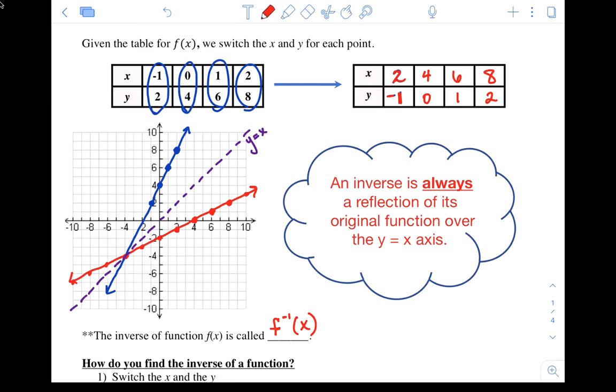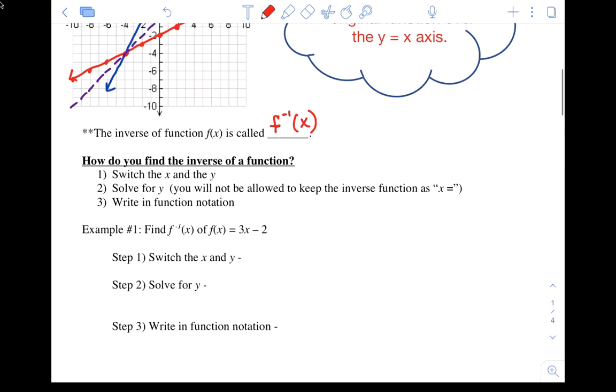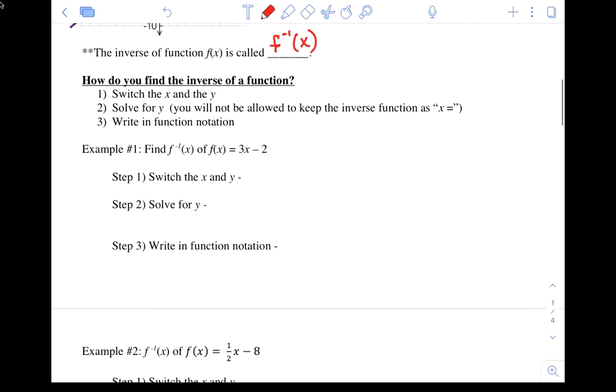You can also do this in an equation, quite simply. So how do you find the inverse of a function? Super easy. Step 1, literally switch the x and the y. So we're going to take f of x equals 3x minus 2. Another linear function. Slope is 3, y-intercept is negative 2. How do we find the inverse of that function, algebraically speaking?